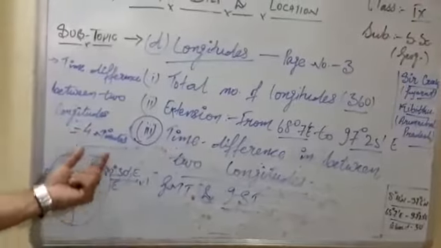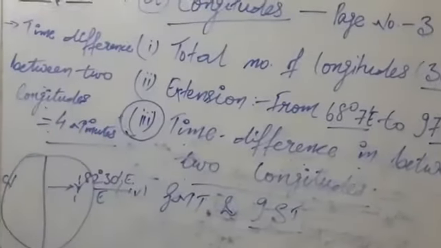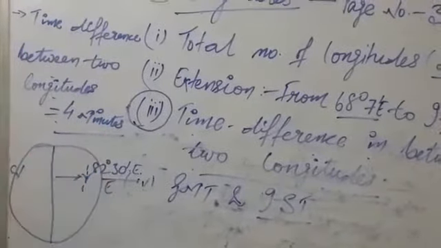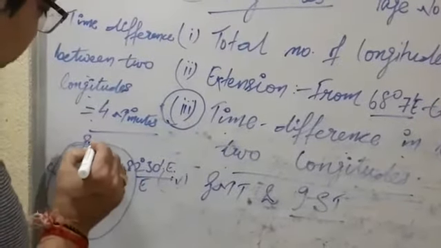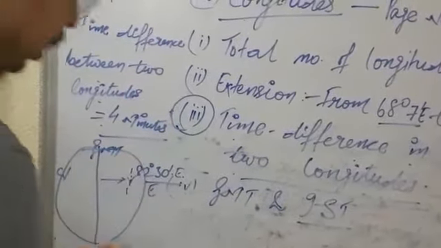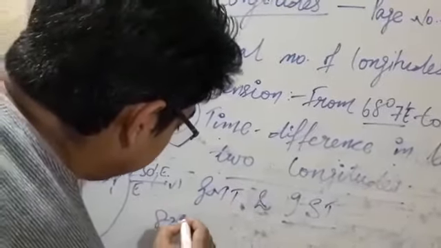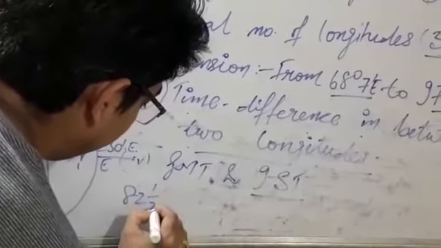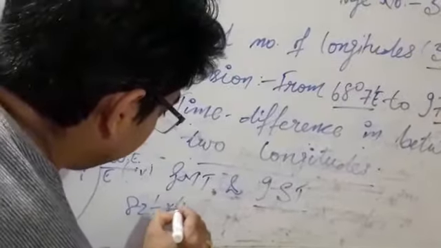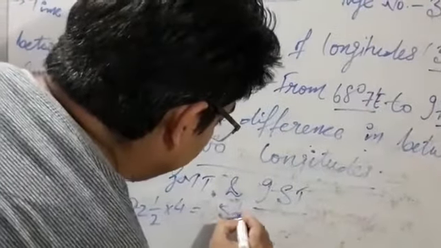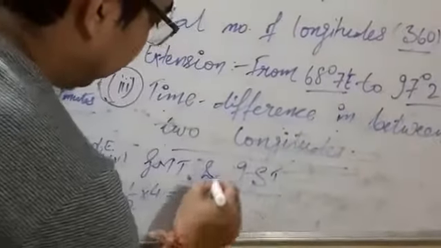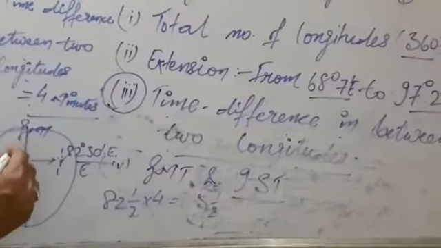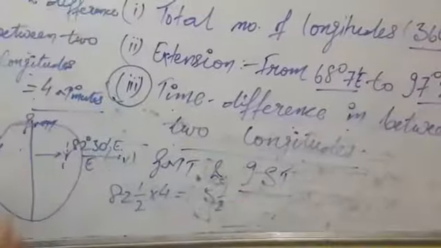So if you apply this theory, you can easily calculate the time difference from GMT. If you multiply 82.5 by 4, you get 5 hours 30 minutes, and this is the time difference from GMT to IST.